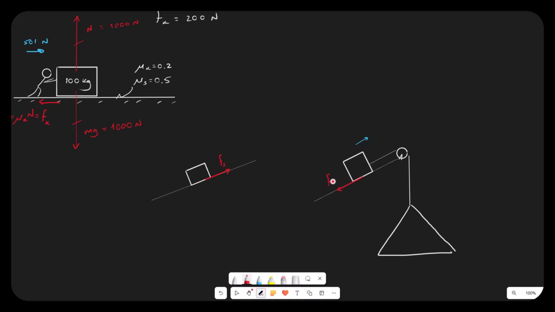Now my static friction will point down. That's what's going on. I'm opposing the direction of potential motion. I'm saying if there is no static friction, what's the direction that this whole thing is going to move? Okay, got it? The opposite direction, that's where static friction has to be. And that's it. That's static friction.